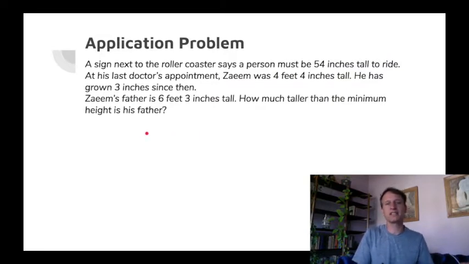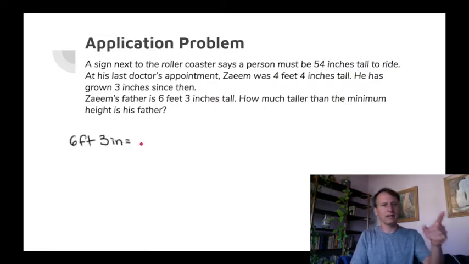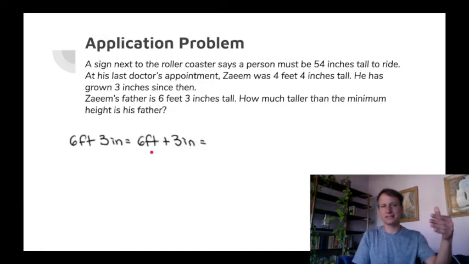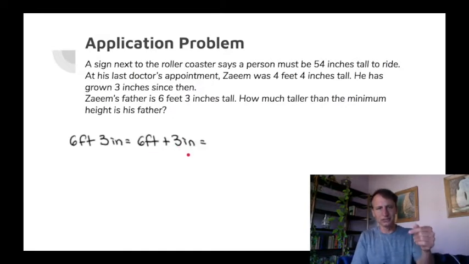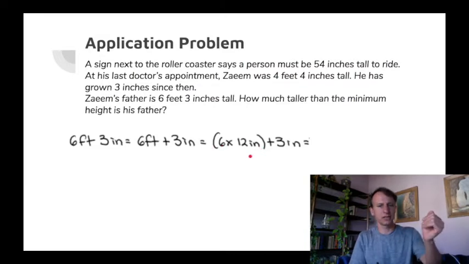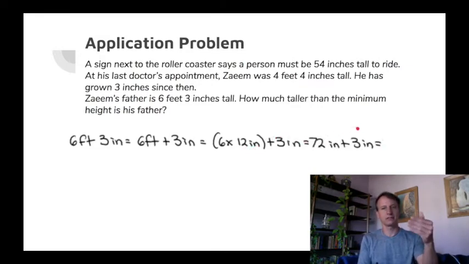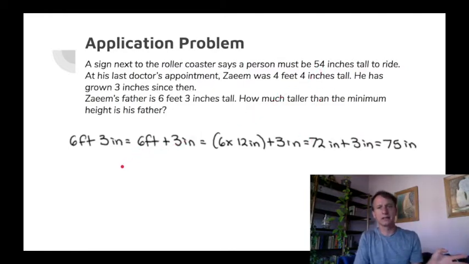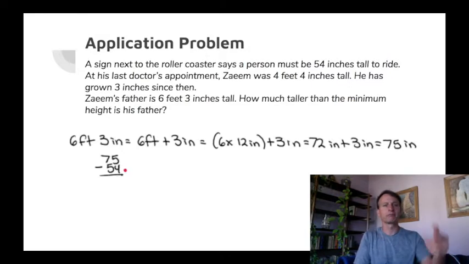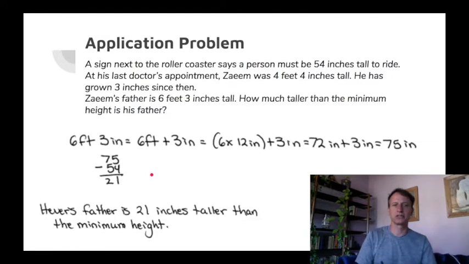All right, so he's 6 feet 3 inches tall. So how many inches is that? Well, it would be 6 times 12 plus the 3 inches, right? Well, 6 times 12, do 6 times 10 is 60. 6 times 2 is 12. 60 and 12, 72. 72 plus the 3 is 75 inches. But that's not the question. The question is how much taller is he? So you have to subtract 75 minus 54. 5 minus 4 is 1. 7 minus 5 is 2. No regrouping. He's 21 inches taller than the minimum.